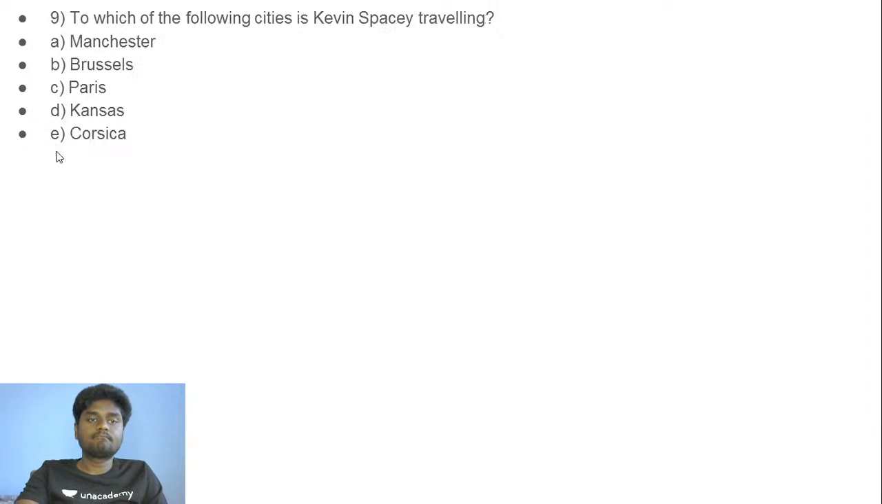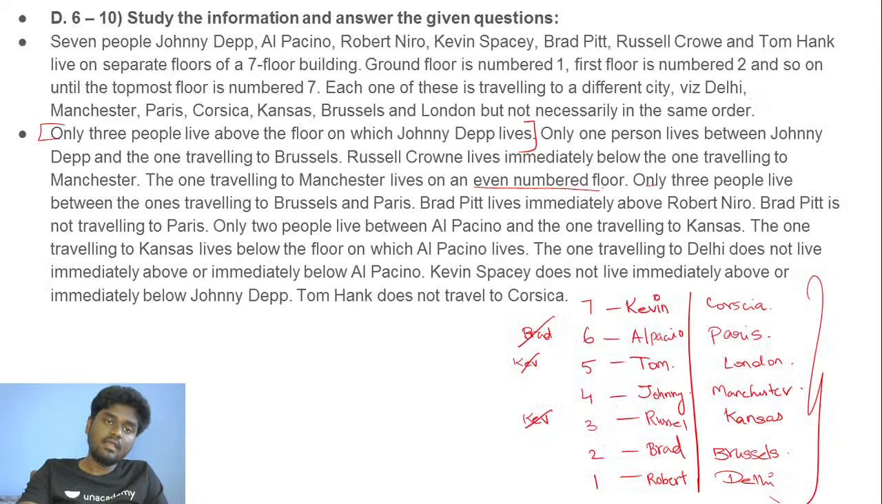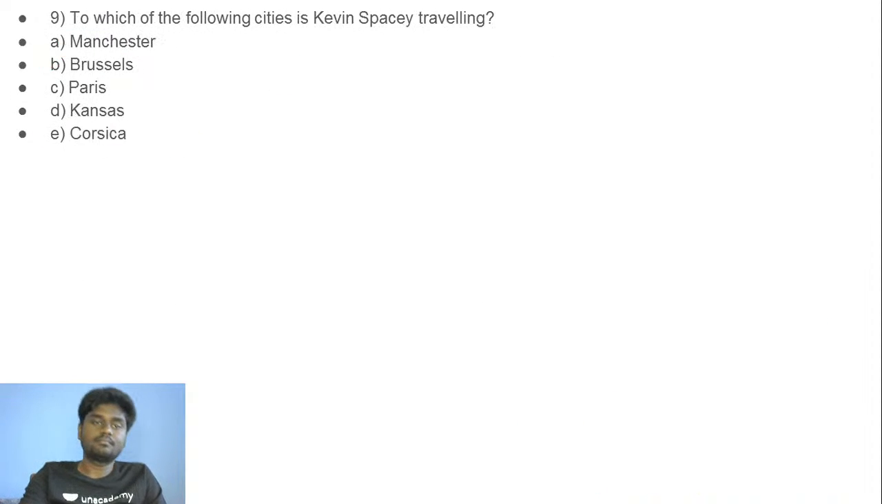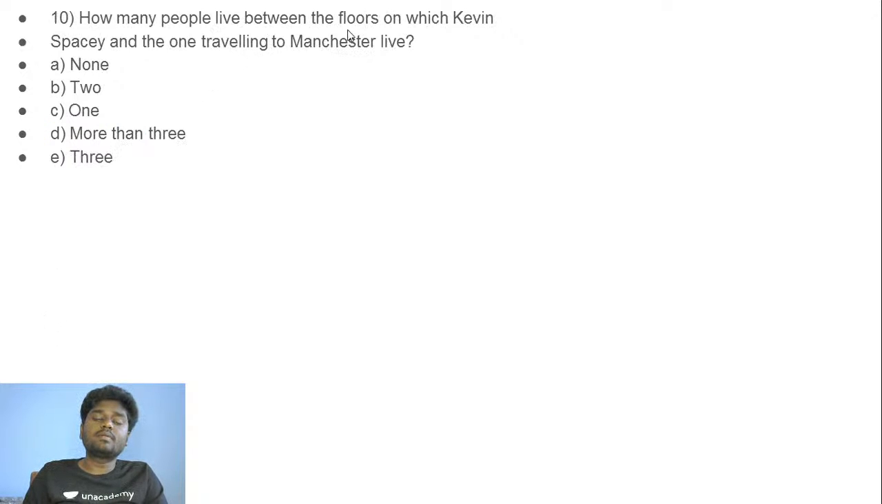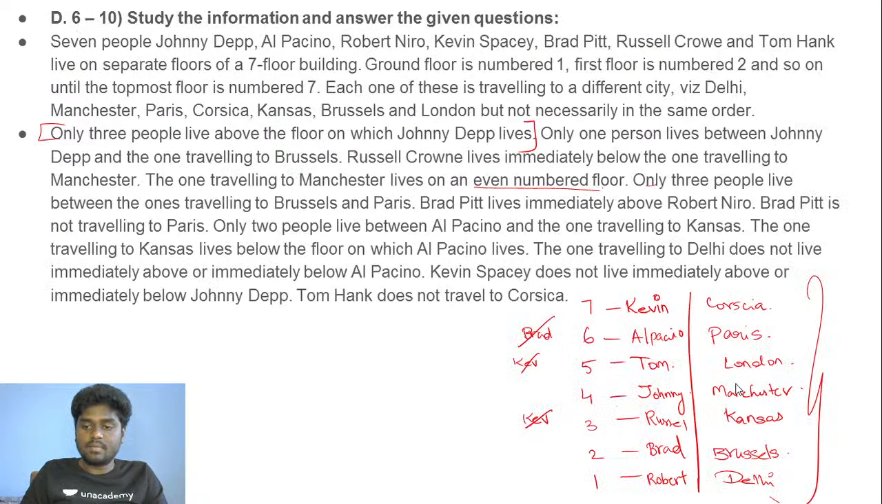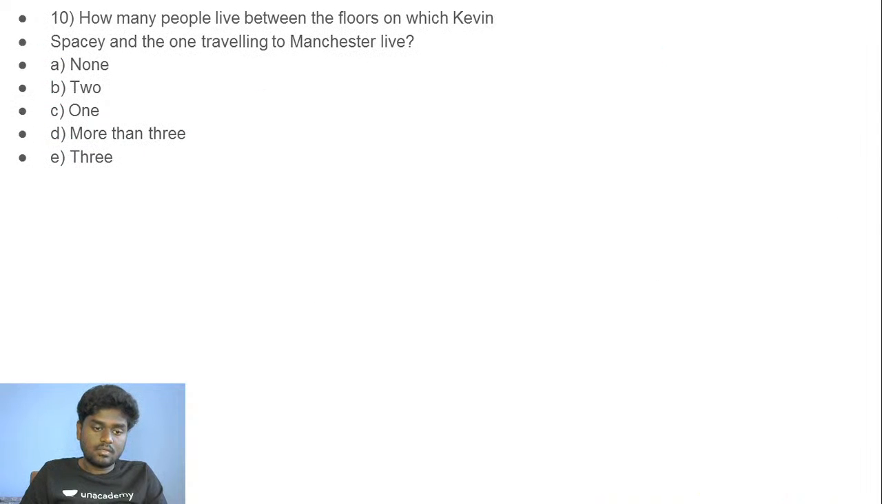And the next thing, to which of the following cities is Kevin Spacey traveling? Kevin being on the topmost is traveling to Corsica. Okay. So it's going to be option E for the ninth one. And the next thing, how many people live between the floors on which Kevin Spacey and the one traveling to Manchester live? So if you see this, Kevin is here, Manchester is here, you have exactly two. So the answer is going to be option B. So here we have the endpoint for the second set.